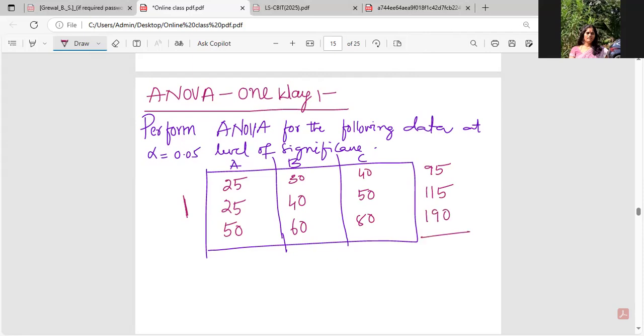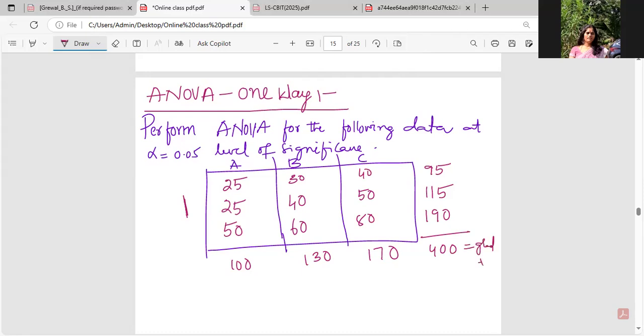Coming to the column sum, this would be 100. This would be 130. This would be 170. Okay, so if you just check, if you check the row and the column sum would turn out to be 400. Okay, this would be my grand total, guys.